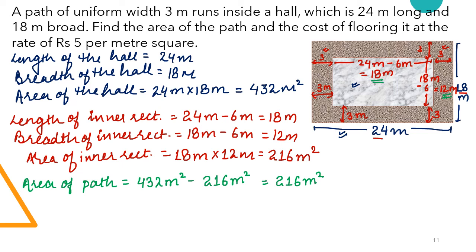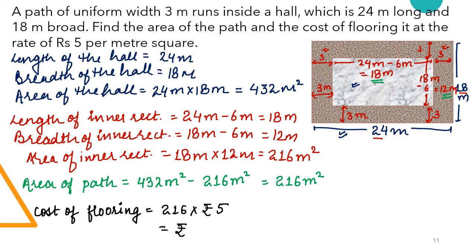Now we have to find the cost of flooring. So cost of flooring 1 meter square area is 5 rupees. We have to find out cost of flooring 216 meter square. So cost of flooring the path will be 216 multiplied by rupees 5. So multiply 216 by 5, the product will be 1080. So cost of flooring the path is rupees 1080.